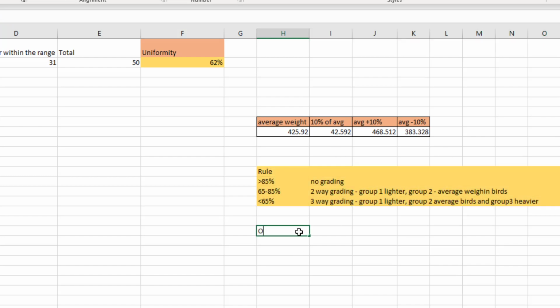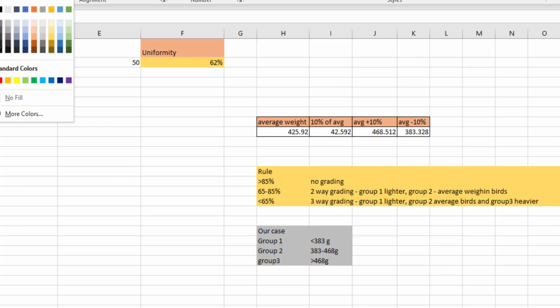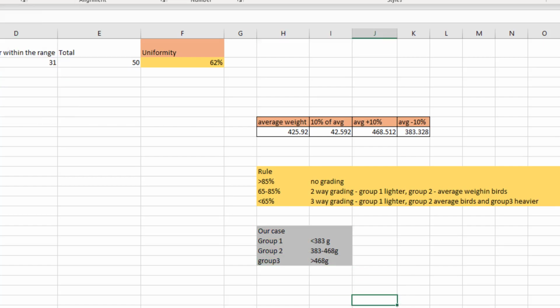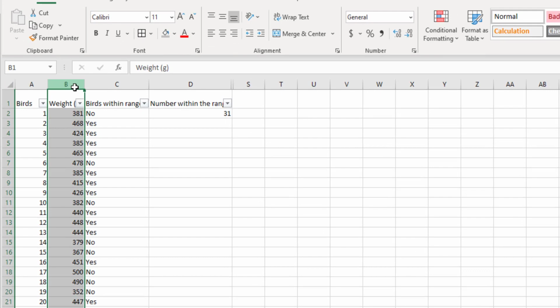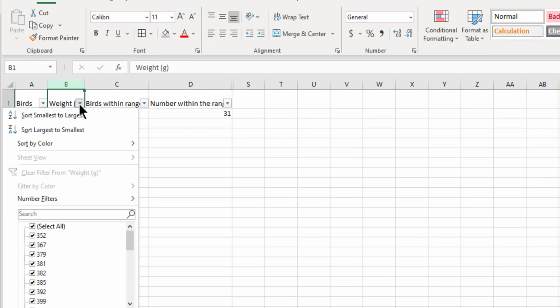In our case, we will do a three-way grading as our uniformity was 62%. That means we will have to make three groups. Group 1, which is below 383 grams. Group 2, which is in between 383 to 468 grams. And Group 3, which is above 468 grams. I'm highlighting this with this color. Now let's sort column B from the smallest to the largest.